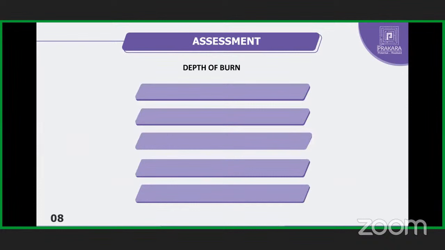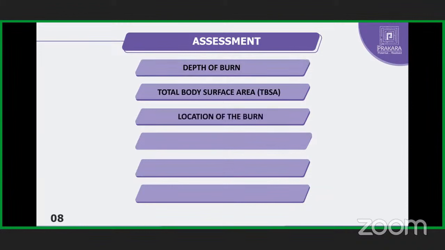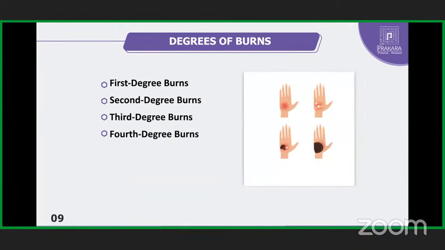Next, assessment. What we are going to discuss in this webinar is depth of burn, total body surface area, location of the burn, age and health of the patient, cause of the burn, and inhalational injury. Starting with degree of burns, there are 4 degrees of burns essentially: first degree, second degree, third degree, and fourth degree.